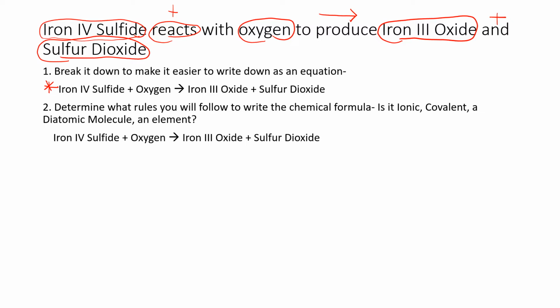Okay, so now the second thing you want to do is to determine what rules you will follow when you're writing the chemical formula for that particular substance that's provided. So the question is, is it ionic? Is it covalent? Is it a diatomic molecule? Is it an element? So a couple of things to remember. Okay, so I'm going to write it here on the right hand side, but if it's ionic, I don't know if you remember, but you have a metal plus a nonmetal.